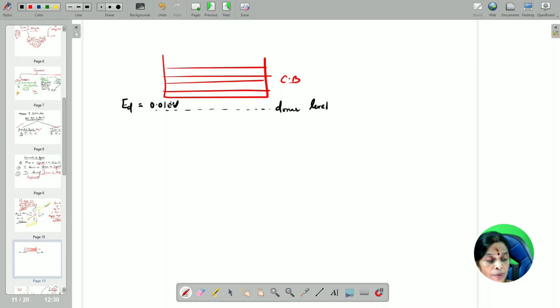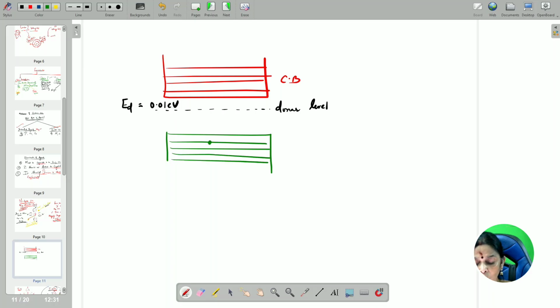0.01 electron volt. So, only with 0.01 electron volt will you be able to make this electron jump to the conduction band. Okay, got it, jump to the conduction band, whereas the valence band is filled with valence shell electrons, already it will be there.